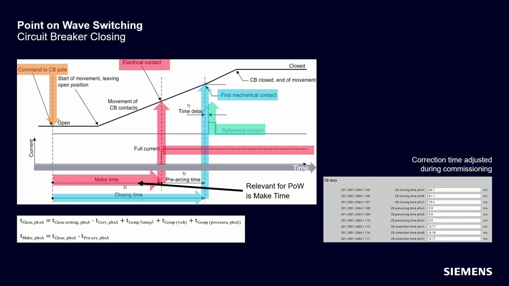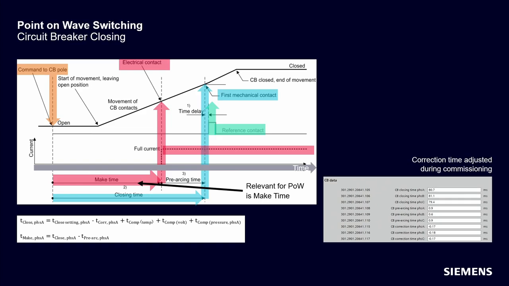The calculated closing time will be defined according to the equation in the middle. T close equals T close setting from parameter settings minus T correction plus T compensation temperature plus T compensation voltage plus T compensation pressure. That means the calculated closing time will take into account all the compensation if they are entered, as well as the correction time.